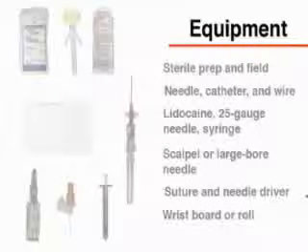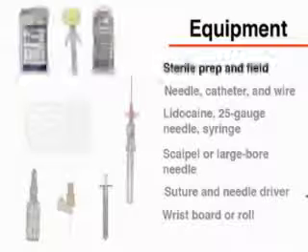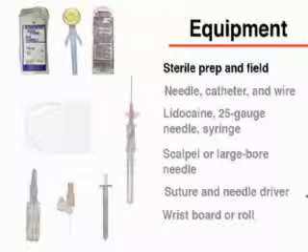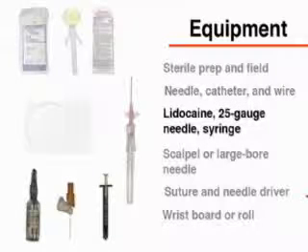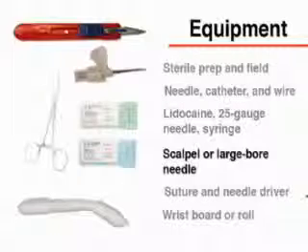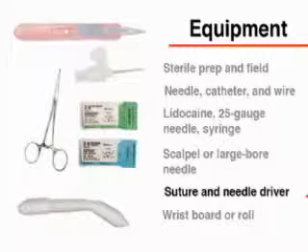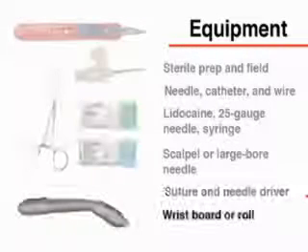For both procedures, similar equipment will be used: material for a sterile prep and a sterile field, a needle, catheter and wire, 1% lidocaine, a 25-gauge needle and 1 cc syringe, a larger bore needle or scalpel, suture and needle driver, and a wrist board or roll.